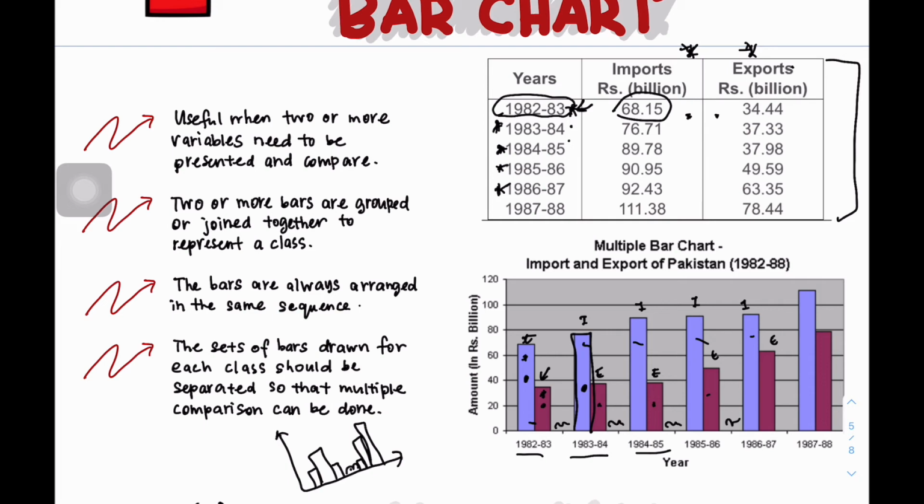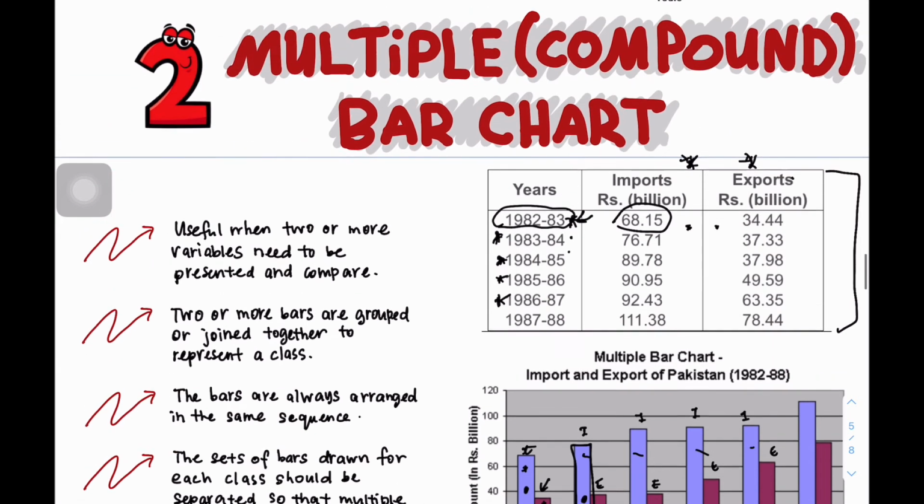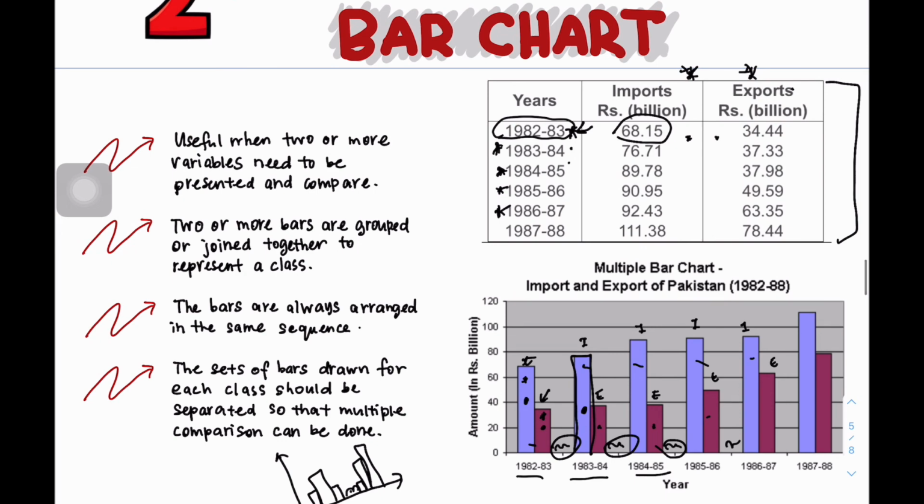The set of bars drawn for each class should be separated so that multiple comparison can be done. So, untuk each category, kena separate the bar. Okay, each category kena ada gap between the bar. So, ini adalah multiple atau compound bar chart di mana dia digunakan bila kita ada 2 ataupun lebih daripada 2 variable.